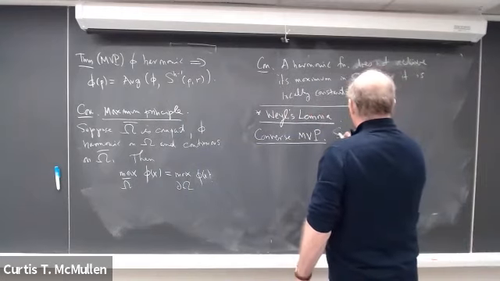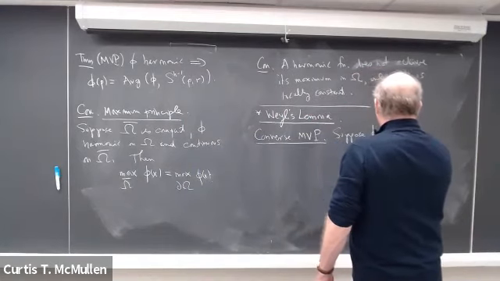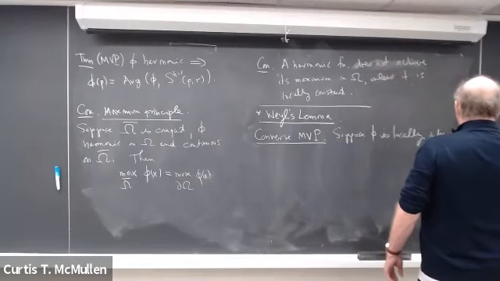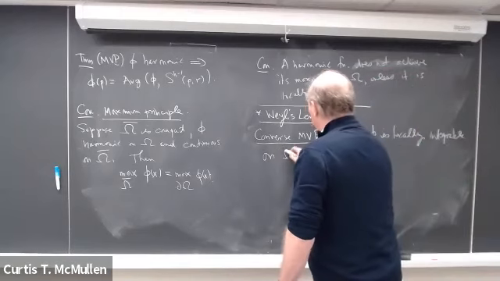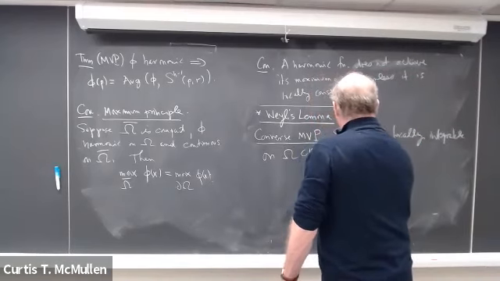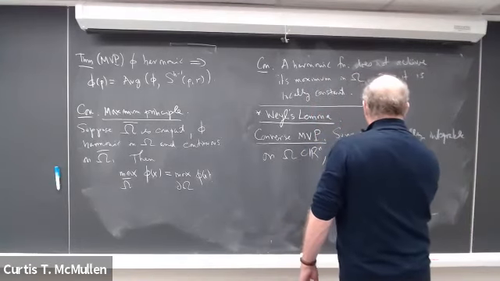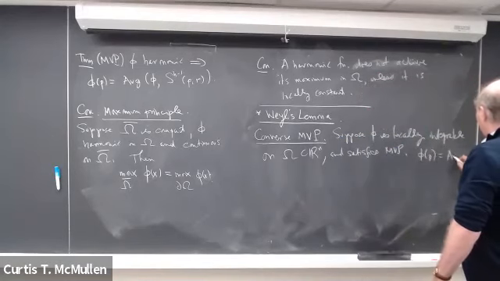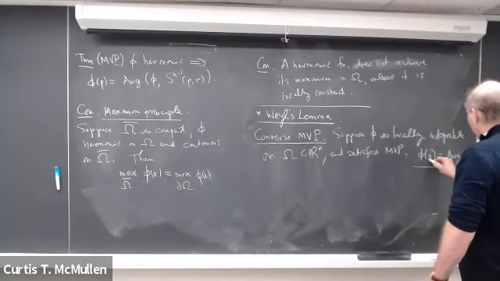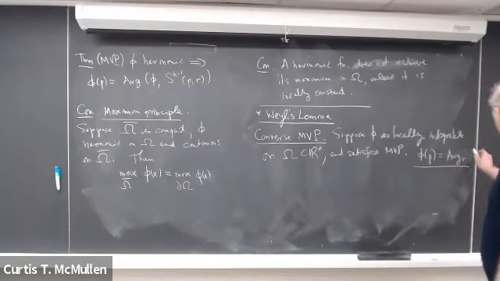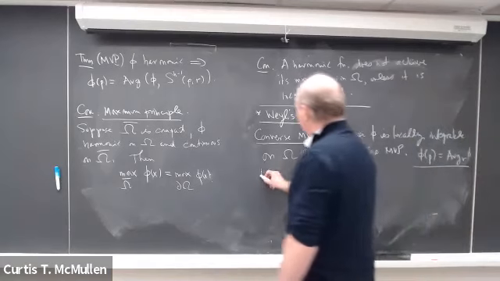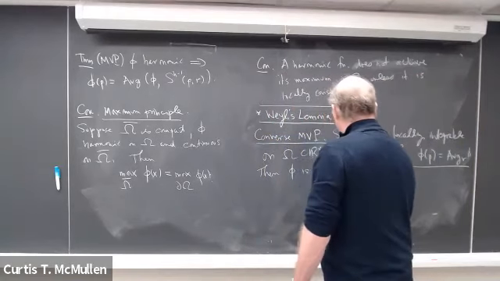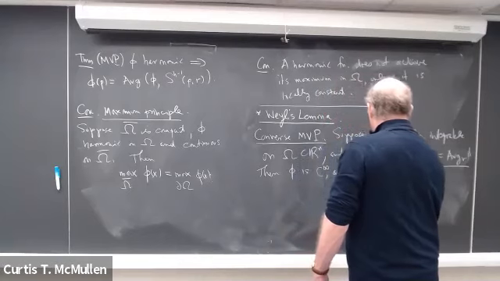It says that suppose phi is locally integrable on a region omega contained in Rn, and it satisfies the conclusion of the mean value property. In other words, phi of p is equal to the average over the sphere of radius r when r is small enough. Then phi is in fact a C infinity function, and of course the Laplacian of phi is equal to 0.